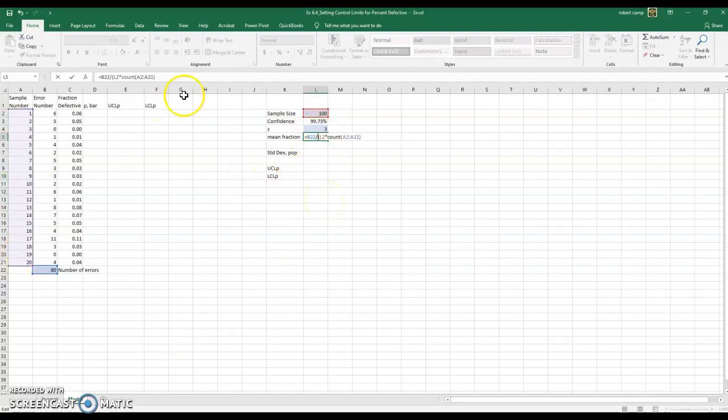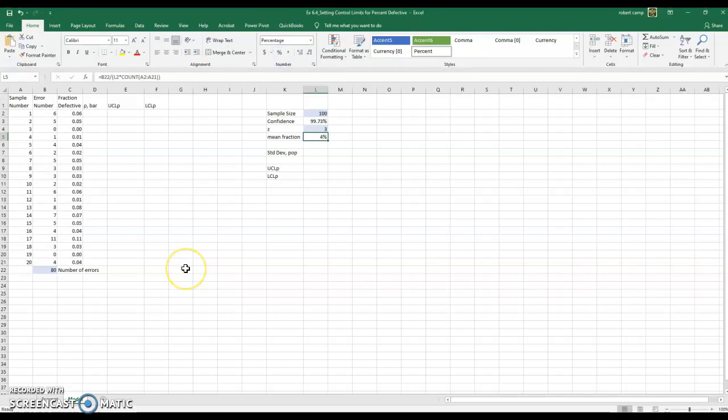It's going to take the count, 20, and multiply it by our sample number. Once again, this sets us up to be able to use this sheet again just by changing items. If we hit that, our mean fraction is 0.04, which means 4%. So we put it into percentages, and we have a 4% error rate on this. That's our mean fraction. We'll also refer to it as P bar, because P is the percentage of errors and bar just means mean.